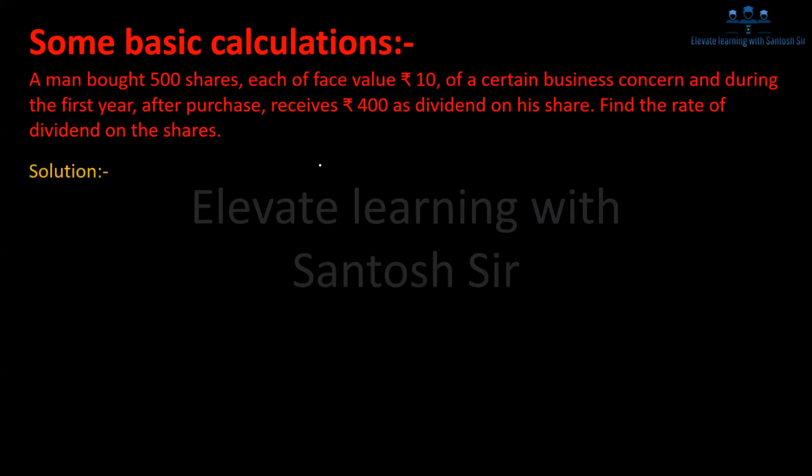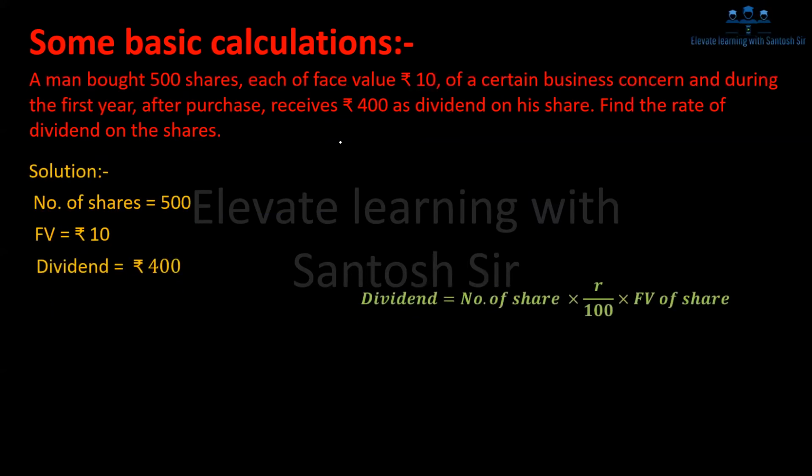Let's proceed. So we have number of shares, face value, dividend. We know that dividend is given by number of shares multiplied by rate of the dividend multiplied by face value of the share. On substitution, we can cancel out the zeros. Then we can cancel this 0 over here. 5 ones are 5, 5 eights are 40. So I believe the rate of dividend over here will be 8%.